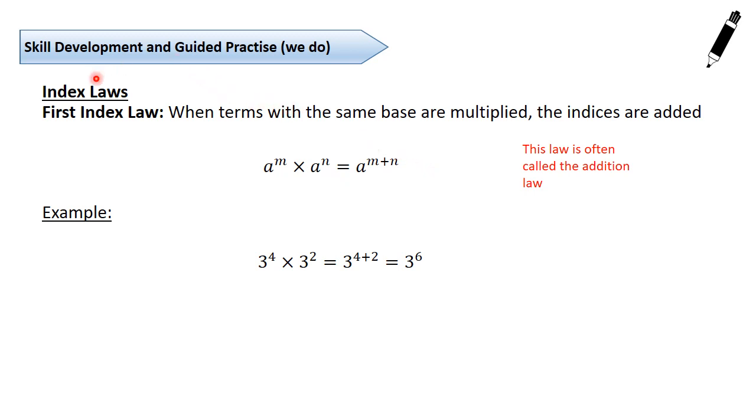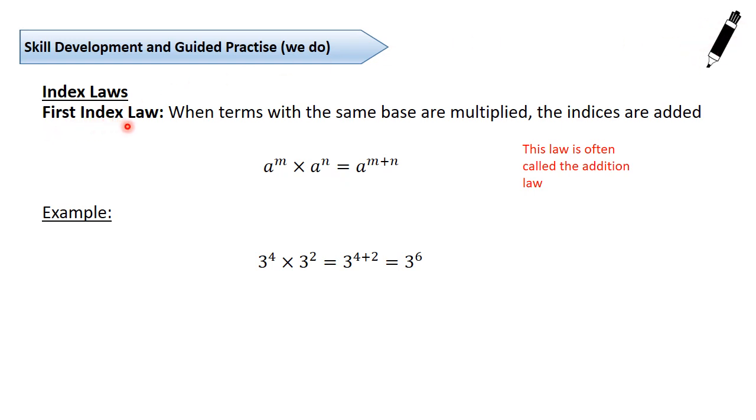Great. Starting off, what we are going to do is have a look at some index laws. So last lesson, guys, we had a look at indices, index form, and what all that was about. We're moving on today to applying some of the laws and rules that apply to our index numbers. So I need you to, as we can see up here, write down this rule in our book.